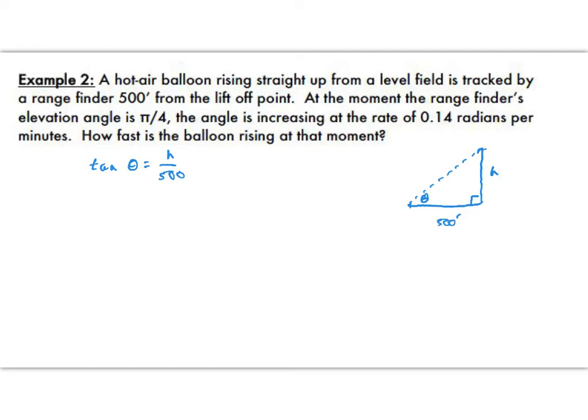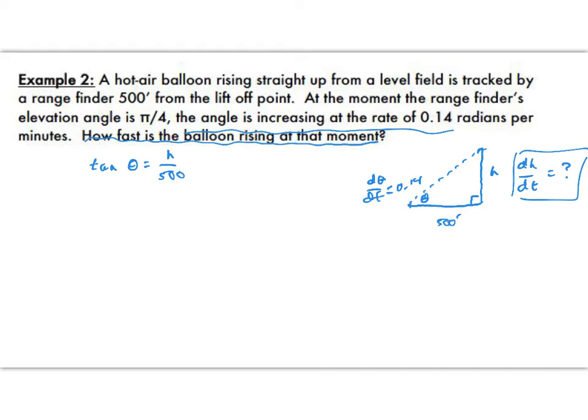We know that at this particular instant, when we freeze the picture, the rate of the angle's increase is 0.14 radians. So d theta over dt, our rate of change of the angle over time, is 0.14. But what we want to know is dh over dt. That's the thing that we really need to find out here in order to answer the problem, because it says how fast is the balloon rising.